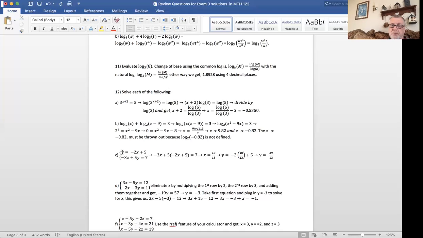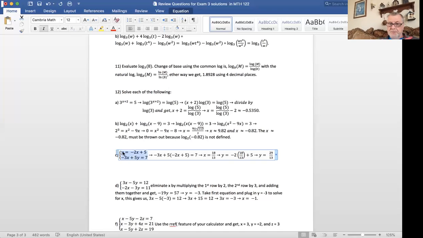Okay. So for C, we have y equals minus 2x plus 5 as one equation, and minus 3x plus 5y equals 7 as the other. Since y is isolated here, I can take what y is equal to here, the minus 2x plus 5, and substitute it in for y down here. And so our second equation becomes minus 3x plus 5 times the quantity minus 2x plus 5 equals 7.